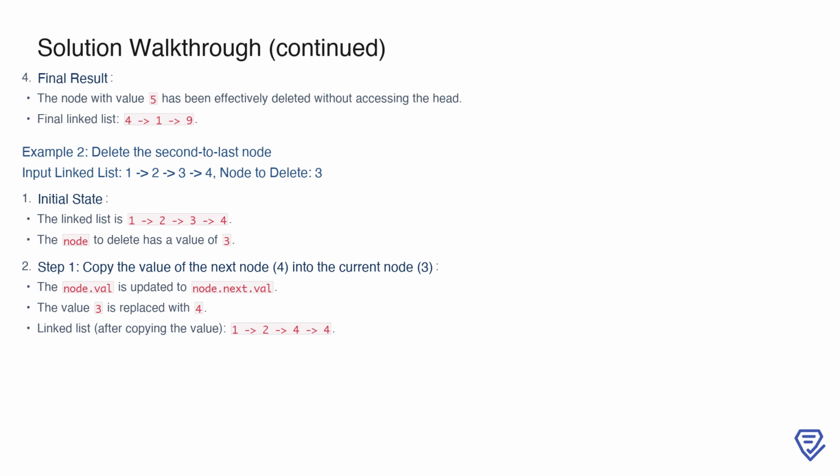Now, let's look at another example. In this case, the input linked list is 1-2-3-4, and the node to delete is 3. To begin, we copy the value of the next node, which is 4, into the current node. This means the value 3 is replaced with 4, and the linked list now appears as 1-2-4-4.